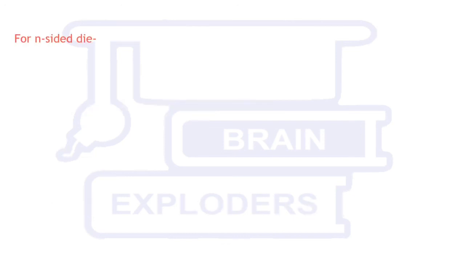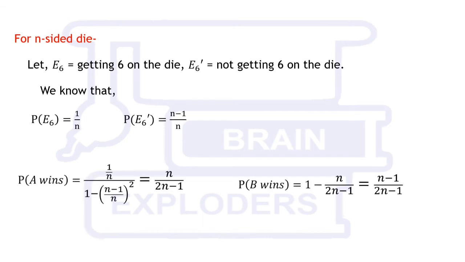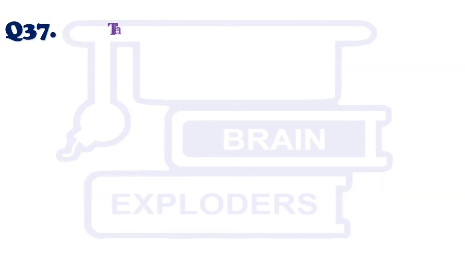For an n-sided die, we just have to put the probability of getting 6 equal to 1 upon n and the probability of not getting 6 equal to n minus 1 upon n, and in this way we get that the probability that A wins is n over 2n minus 1 and the probability that B wins is n minus 1 over 2n minus 1. This was our solution. Let's move to another question.